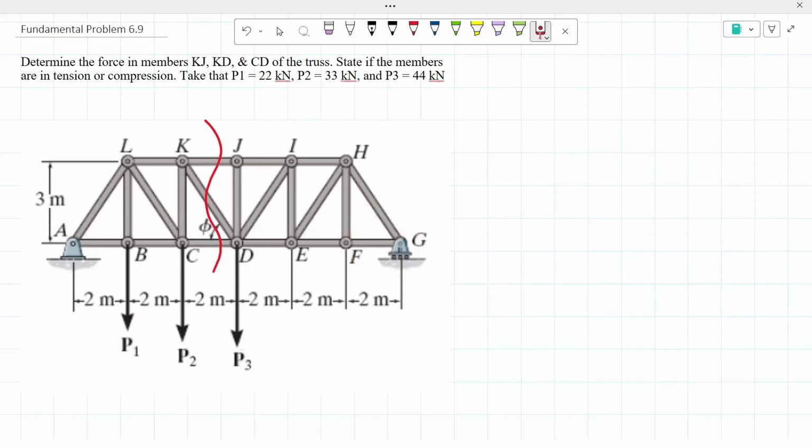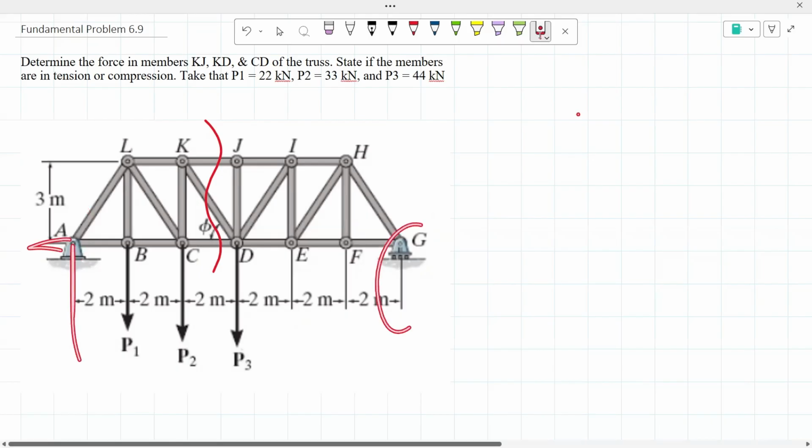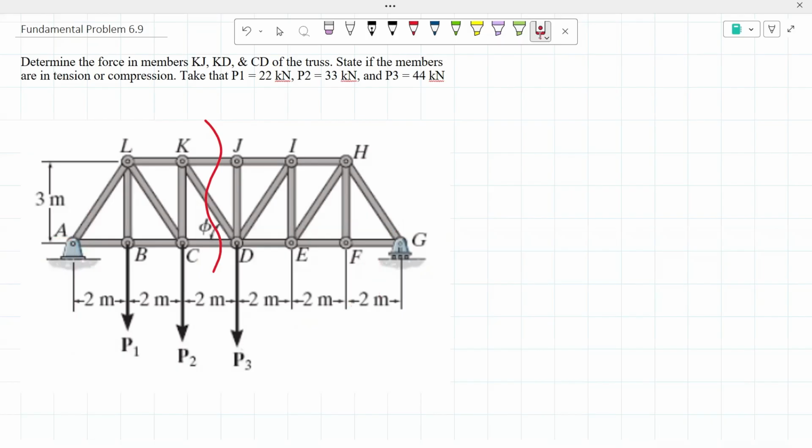So to work with the right side of the truss, the first step that we have to do is determine the value of our vertical reaction at point G. So what I'm going to do is take the sum of the moments about point A. That way these two unknown reactions will not be creating a moment, and we'd simply be able to solve for the value of our reaction at G.